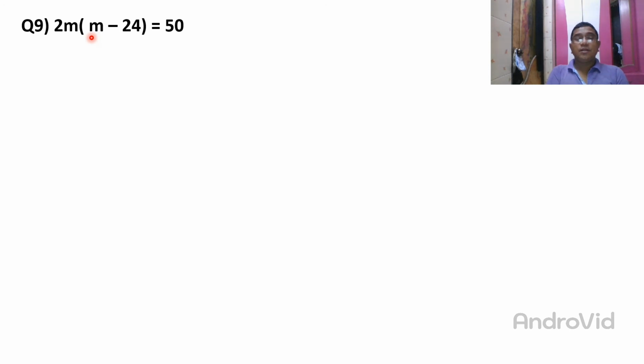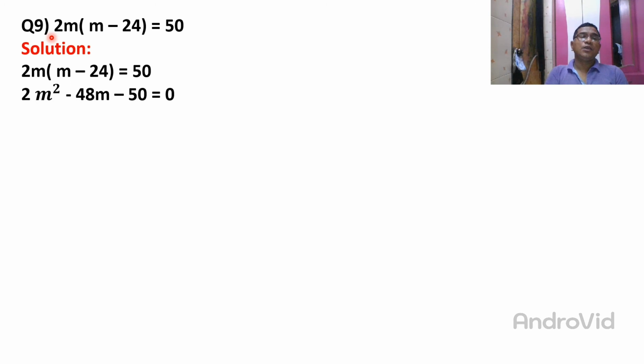Do you understand? Then this 2m is multiplying 24. 24 2s are 48, so you get minus 48m. So I will show you, 2m into m is 2m square. Is that clear? The minus sign remains as it is. 2m into 24, 24 2s are 48, so here write 48m.